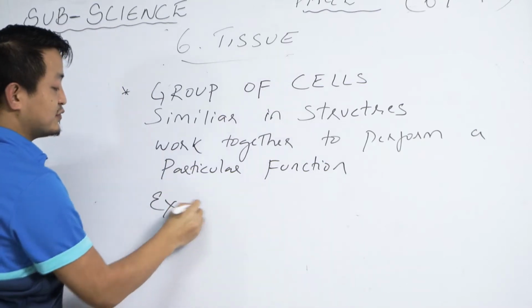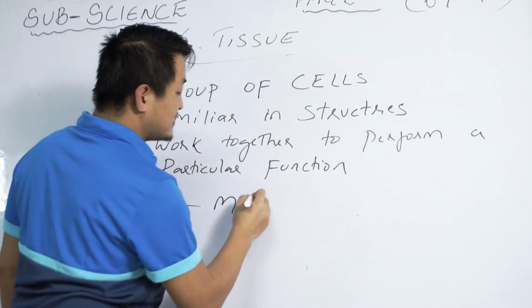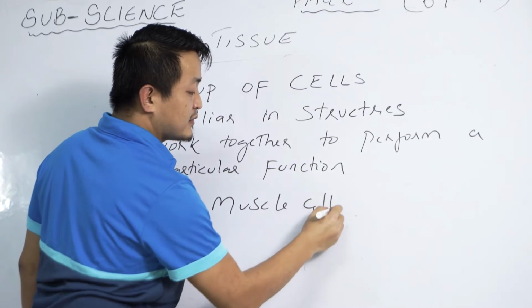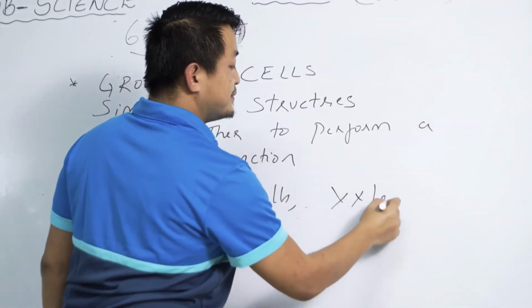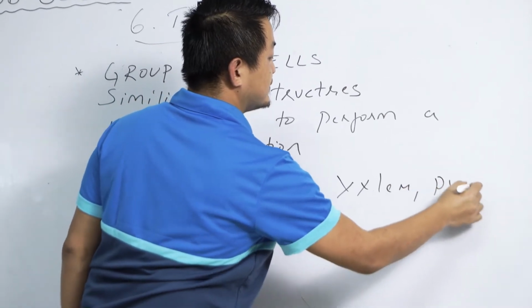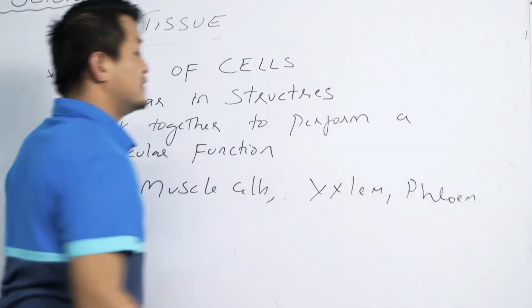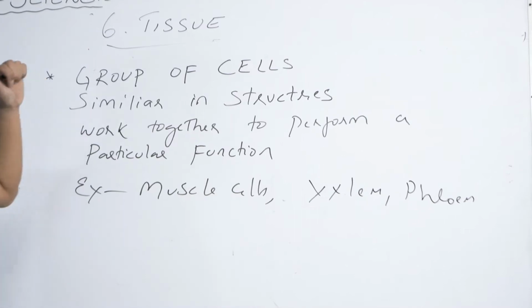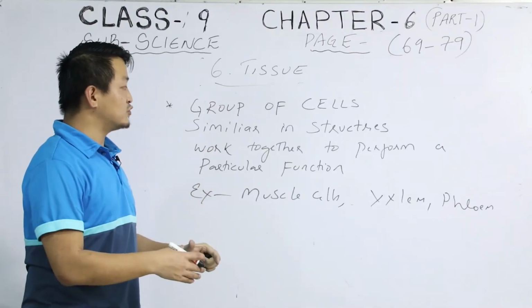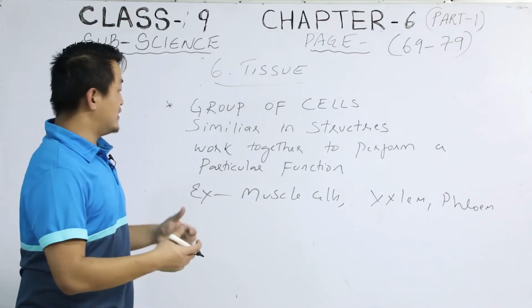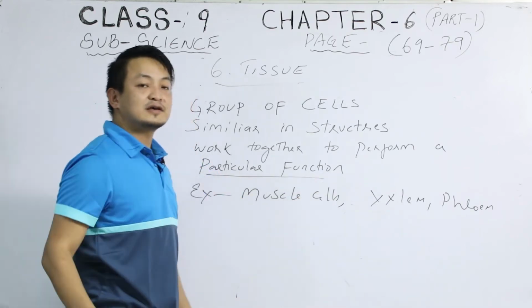Let's say examples would be many, but muscle cells, clear? Muscle cells, xylem, phloem, clear? Now, in simple words, this tissue would be a group of cells that are similar in structure and they work together to achieve a particular function, okay?